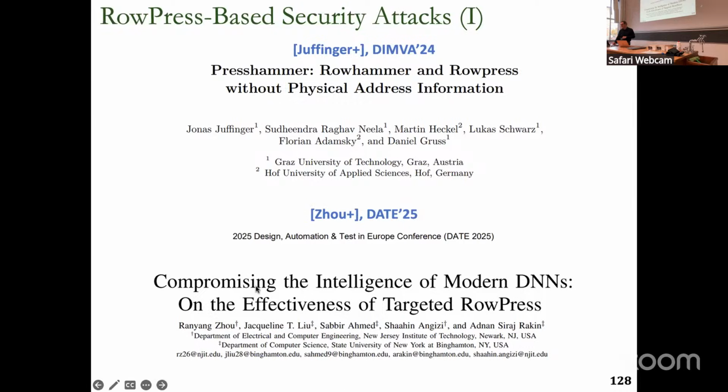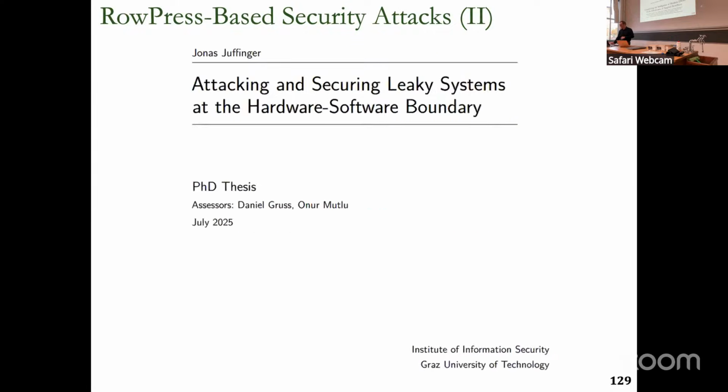And there's also some other work this year that shows that you can reduce accuracy in deep neural networks by using, again, RowPress that targets certain bits in weights. So it's great that people are building up the pressure on doing something better on the memory side. And this is the PhD thesis of Jonas, who did some of the RowPress work, and it's a nice thesis if you want to look at it.